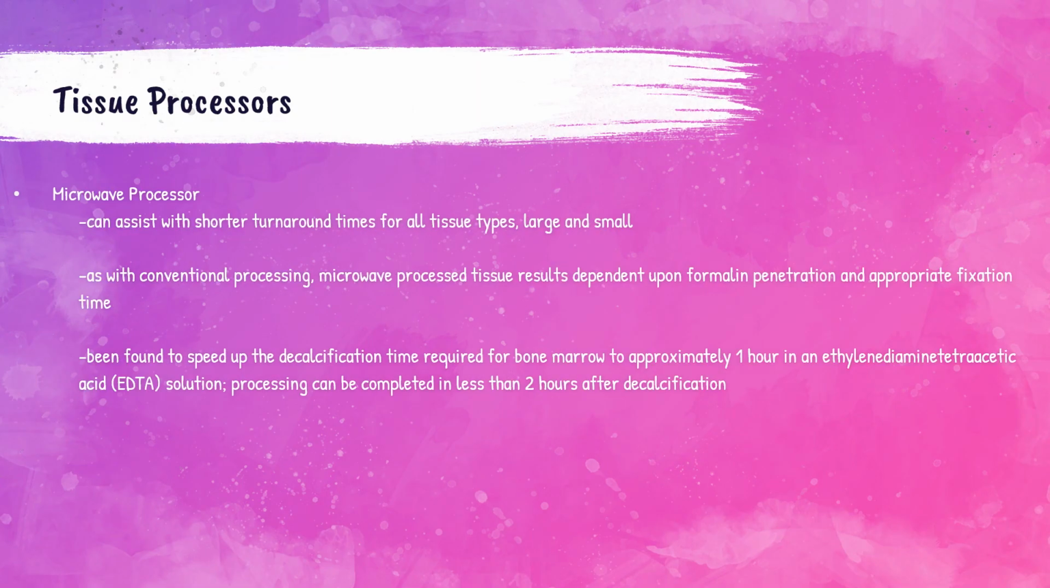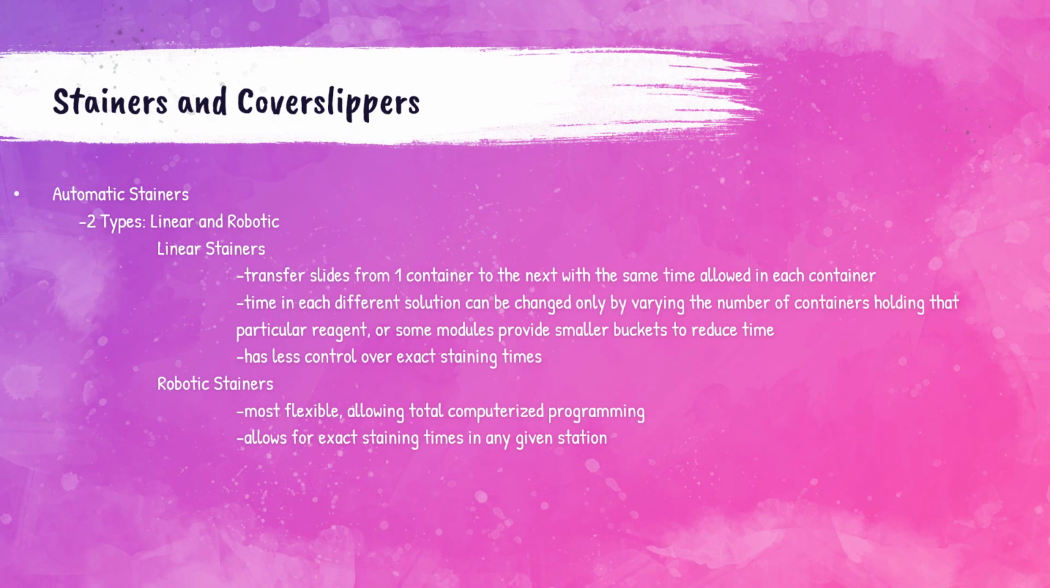There are also microwave processors and help with better turnaround times. It helps to speed up the decalcification process. There are two types of automatic stainers, linear and robotic stainers. Linear automatic stainers transfer the slides from one container to the next. Robotic stainers are completely computerized and allow for exact staining times.